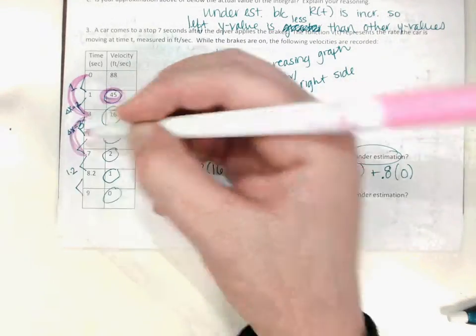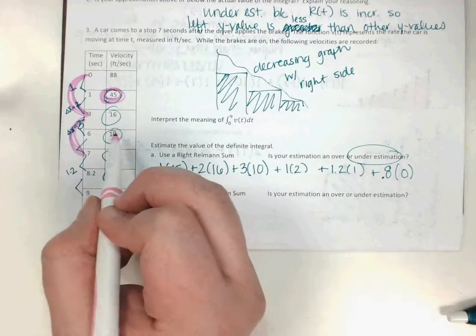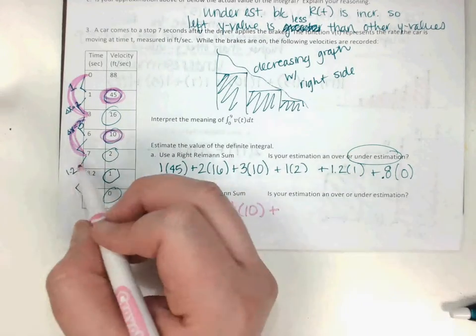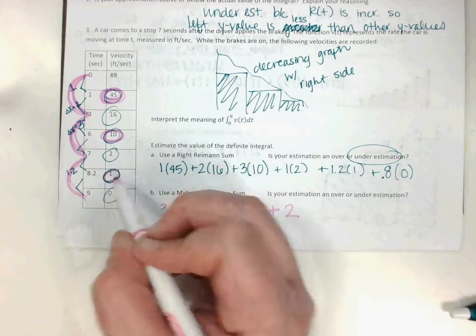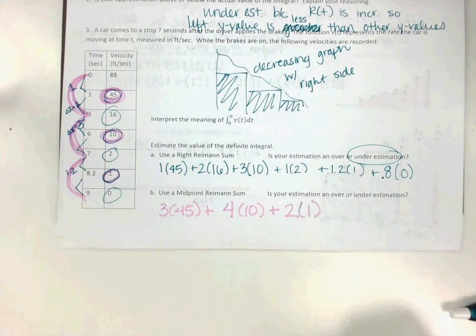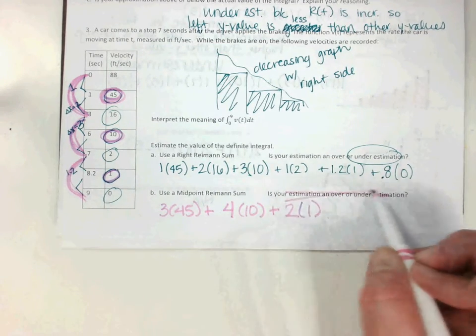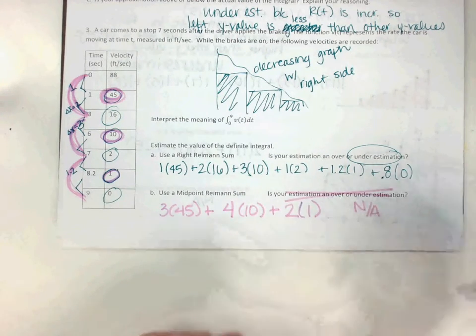That's a distance of how far? 4, what's my center y value at 6? 10. Plus, last one, from 7 to 9. 2 is my width, what's my center y value? 1. Does that make sense? Okay, then can you answer over or under for a midpoint? No. Okay, NA. Can't do it for that type.